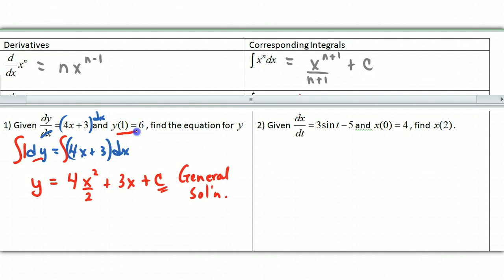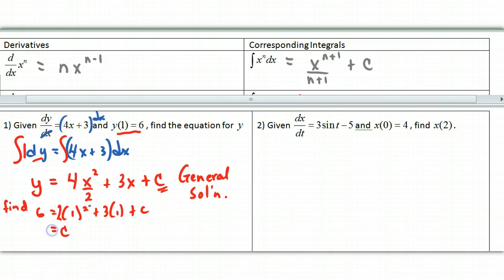Now what they tell me though is some value on my curve that I can plug in now, and I can go ahead and find this c. So my y value is 6, my x value is 1. So to find the specific solution, I can plug these things in. 6 is equal to 4, let me pause this for you. So I simplified 4 over 2 and got 2. Wherever I saw x, I'm going to plug in this 1. So it'd be 1 squared, and then plug in the 1 here. Now I can go ahead and find c.